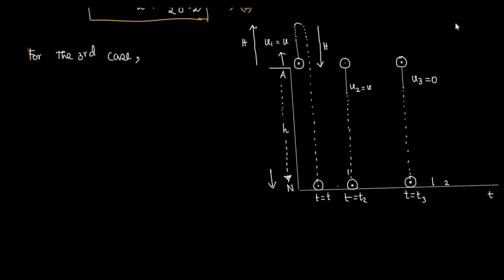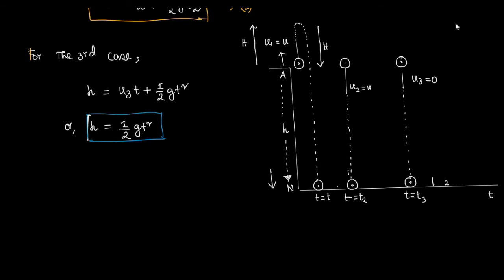For the third case, when the body is dropped from rest, h will be equal to u3 t plus half g t square. H is equal 1 by 2 g t square, since u3 is equal 0, as body is dropped from rest for the third case. That is also the height of the tower. Now we have to prove t equal root over t1 t2.